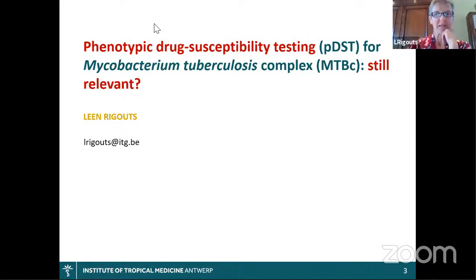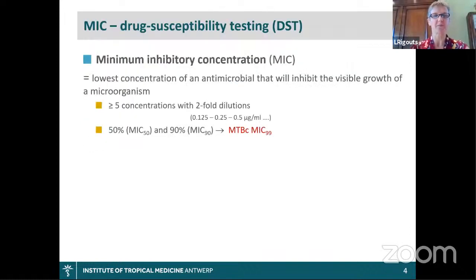Good afternoon, everybody. So my talk will be about phenotypic drug susceptibility testing, and I try to answer the question whether this is still relevant now with the outcome of the molecular testing. So basically, you can test either the minimum inhibitory concentration of the bacilli, which is defined as the lowest concentration of an antimicrobial that will inhibit the visible growth of an organism.